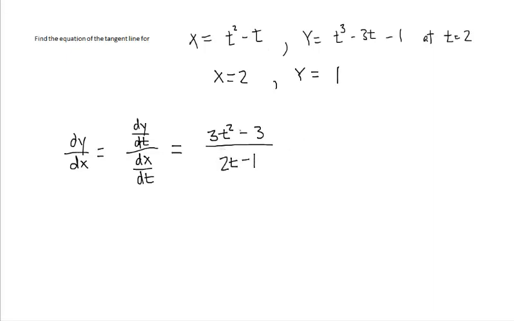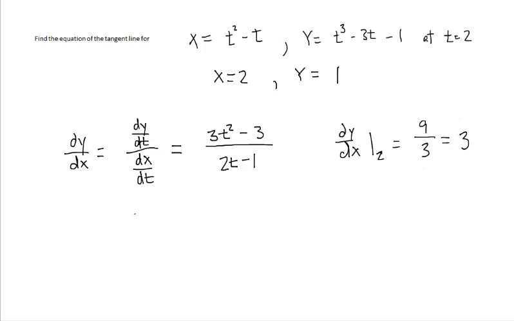And now we need to evaluate this at 2. So if we plug 2 in here, we have 2 squared is 4, times 3 is 12, minus 3 is 9. So we would have dy/dx evaluated at 2 is 9 over 2 times 2 is 4, minus 1 is 3. So our slope at t is equal to 2 is 3.